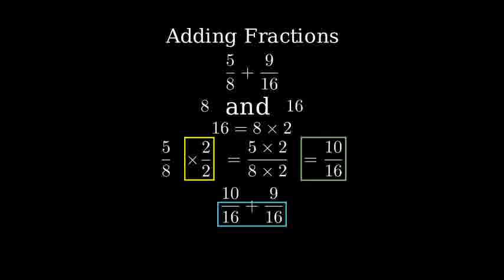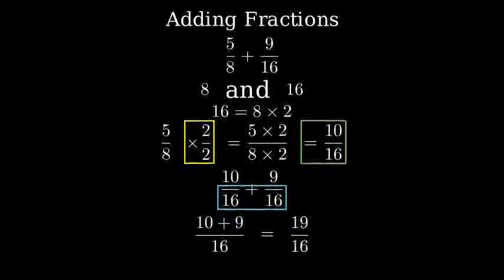When adding fractions with the same denominator, we add the numerators and keep the same denominator. 10 plus 9 equals 19, so our answer is 19/16.